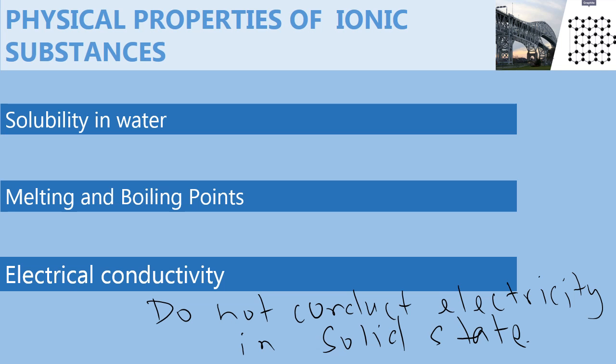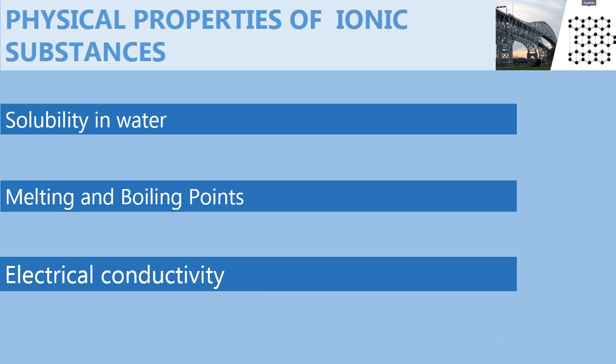Why do you think this is so? Electrical conductivity is as a result of either movement of ions or movement of electrons. Now, in solid state, the ions are held together strongly by strong ionic bonds and cannot move. So the compound cannot conduct electricity or even heat.